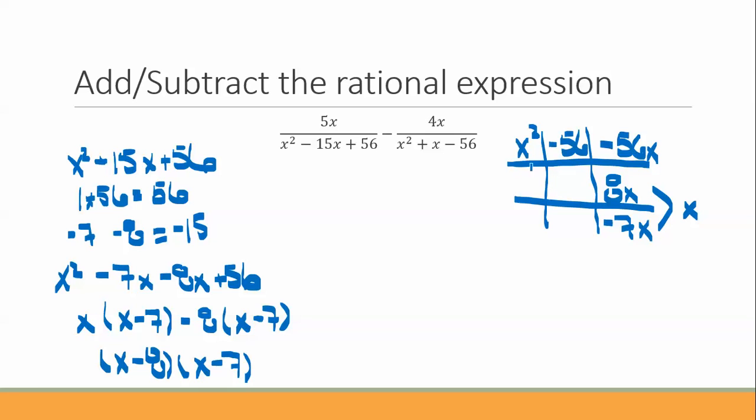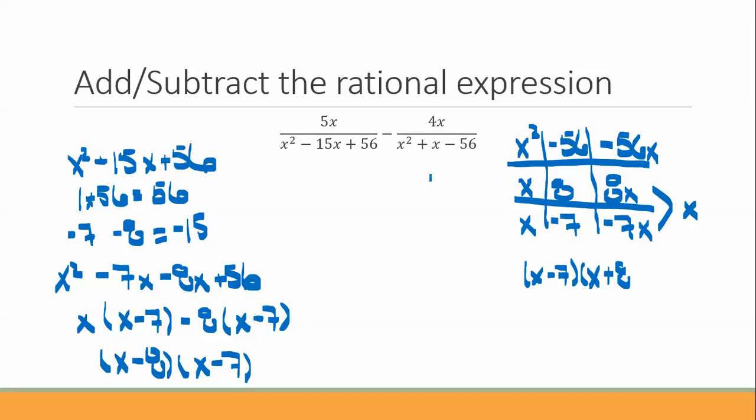And now we can factor out greatest common factors. X squared and 8x, the greatest common factor is x. Minus 56 and 8x is going to be 8. X squared and minus 7x, the greatest common factor is x. Minus 56 and minus 7x, the greatest common factor is minus 7. Going along the diagonals, we have x minus 7 and x plus 8.